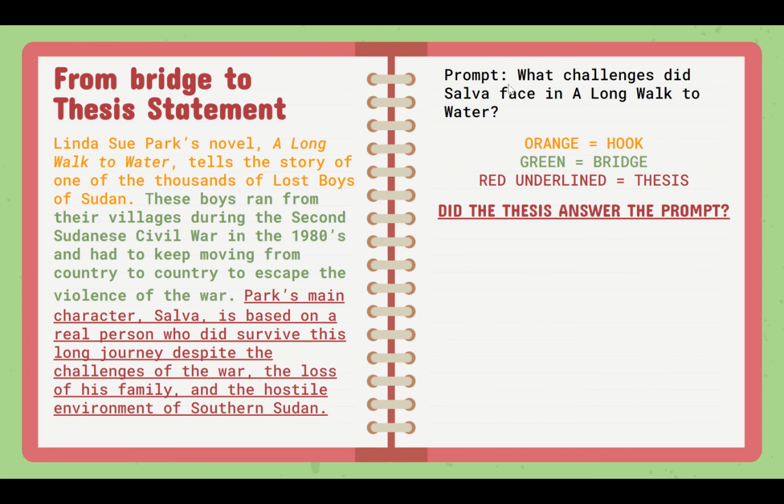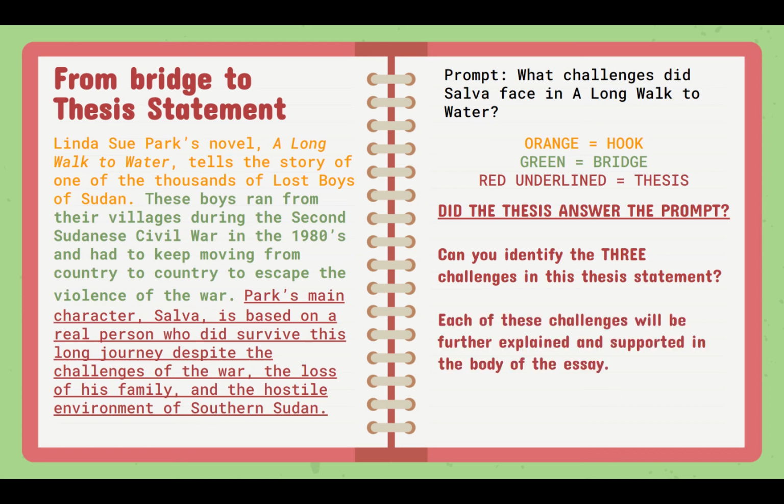Okay, so our prompt is, what challenges did Salva face in A Long Walk to Water? So does the thesis answer? It says Park's main character Salva is based on a real person who did survive this long journey despite the challenges of war, the loss of his family, and the hostile environment of southern Sudan. Those are our three challenges in the thesis statement. Okay, and then each of those things will be written about in a body essay. All right, in the body paragraphs. So if I have three challenges in my thesis statement, how many body paragraphs is this person going to have in their essay?